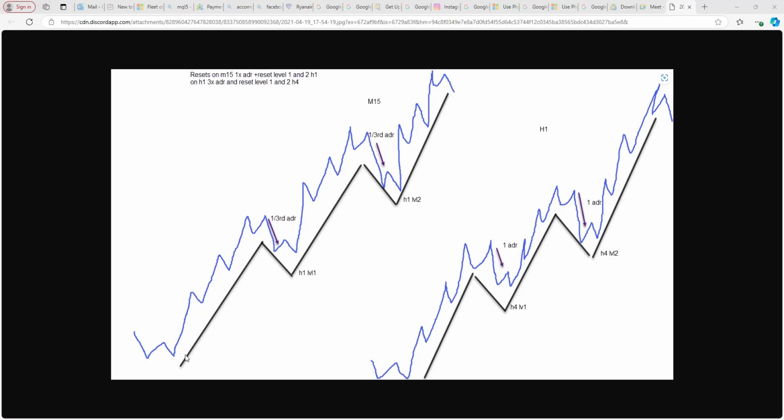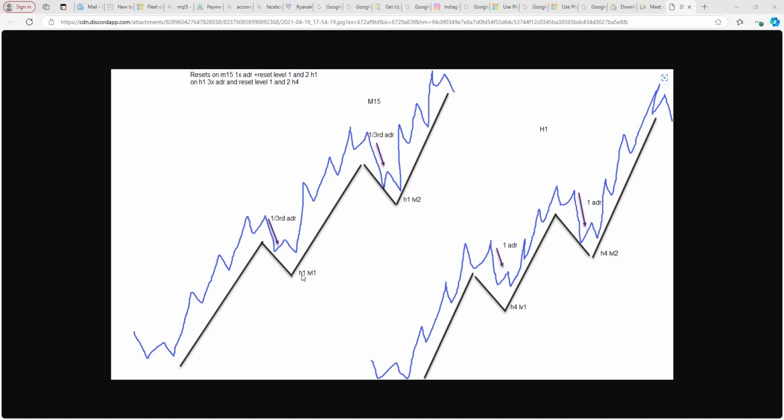So these expansion legs are the ones you want to be trading, because on the pullbacks in the lower time frame you're going to experience a reset. So the sister of H4 is H1. So 3 ADR on H1 equals 3 levels, each bit here, 3 levels, each bit here, 3 levels. Each expansion basically is 3 levels.